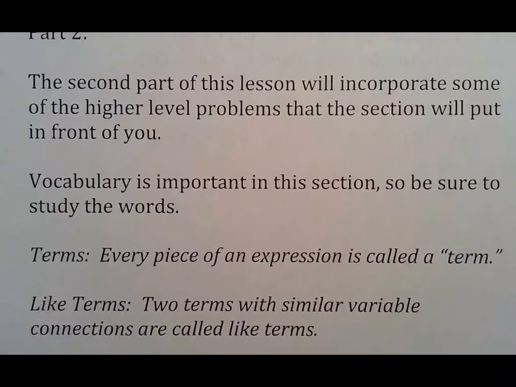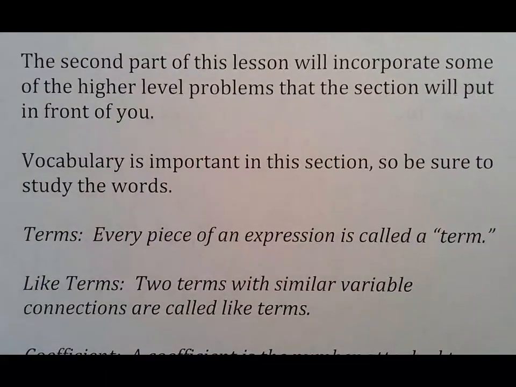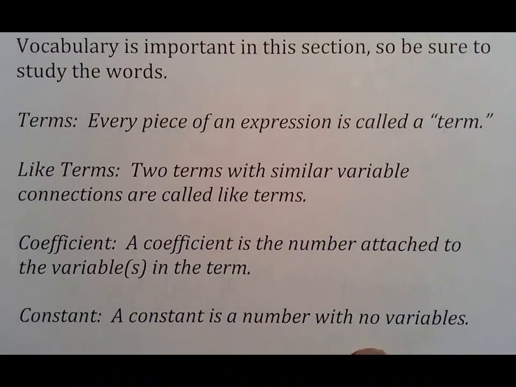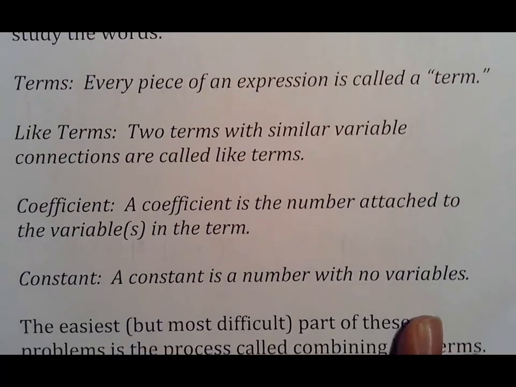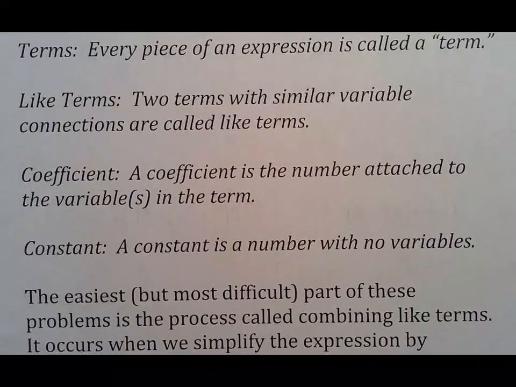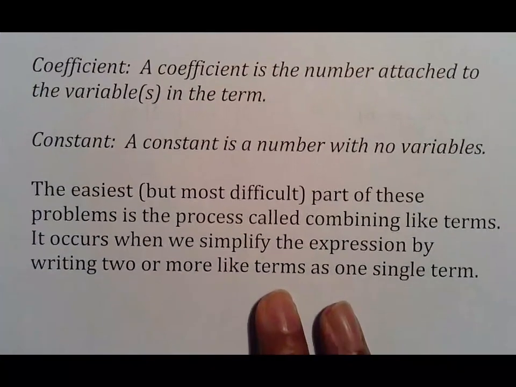Second part of the lesson will incorporate some of the higher level problems in this section that'll be put in front of you. Vocabulary is an important part of this section, so be sure to study those words. A term is every piece of an expression. Every piece is a term. Like terms are two terms with a similar variable. Coefficient is the number attached to the variable. And a constant is a number with no variables.